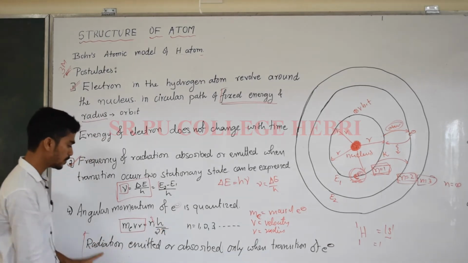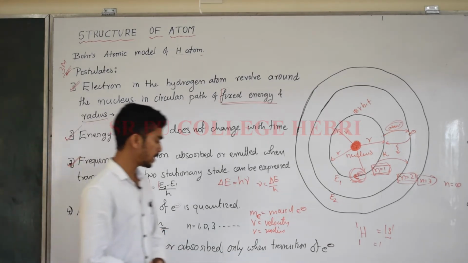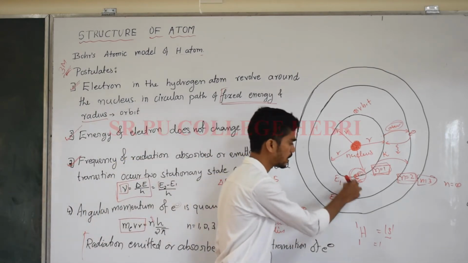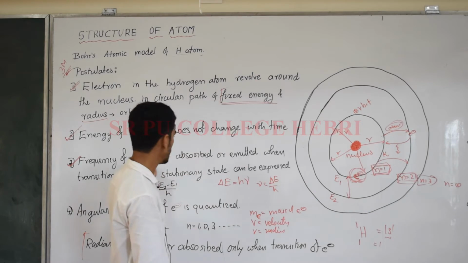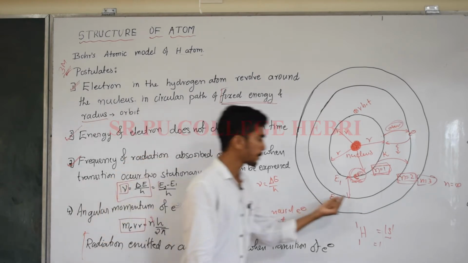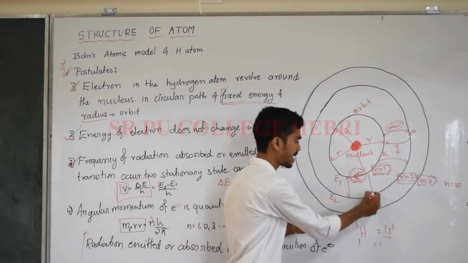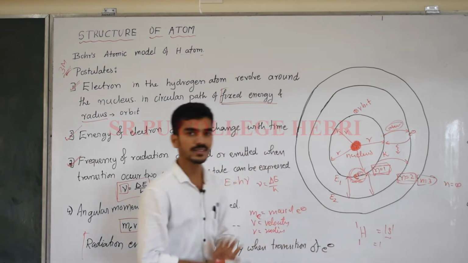Here one more term, what is that? Radiation is emitted or absorbed only by the transition of an electron. Only if there is a transition of the electron; we already said this point in the second and third points. Okay, so what is that? Radiation is emitted or absorbed by the transition only.